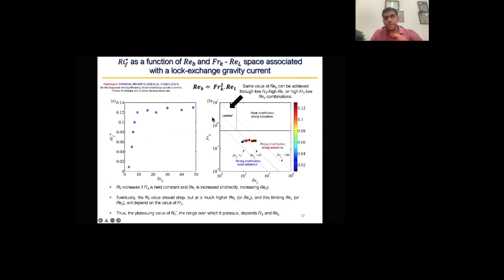You have to translate this into a different parameter space, see where you are, and come up with separate parameterizations for strong turbulence, strong stratification; weak turbulence, strong stratification; weak stratification, strong turbulence; and each of these regimes. Only then will you get a very good representation of the mixing efficiency in stratified shear flows.